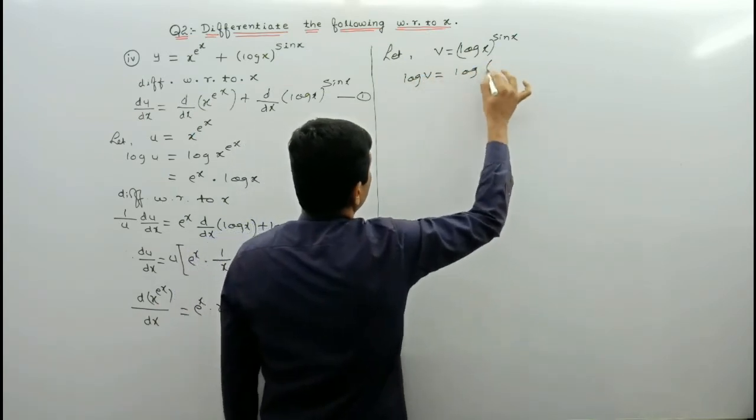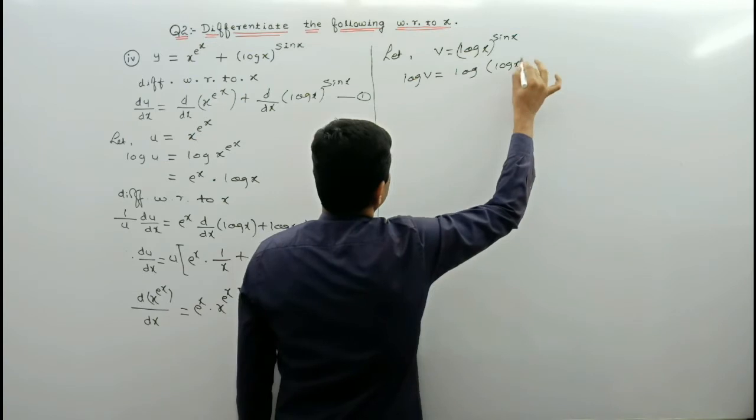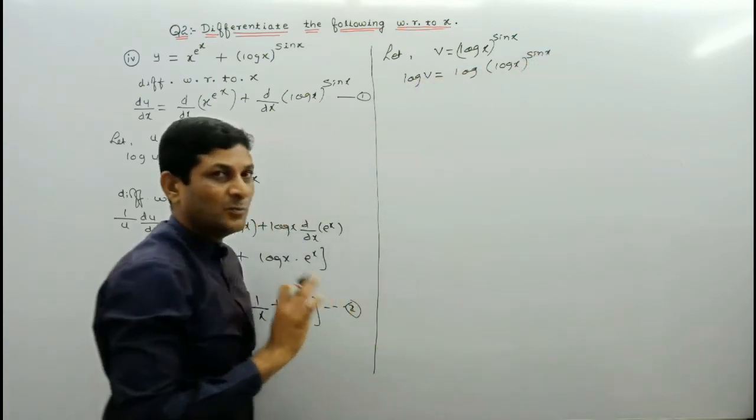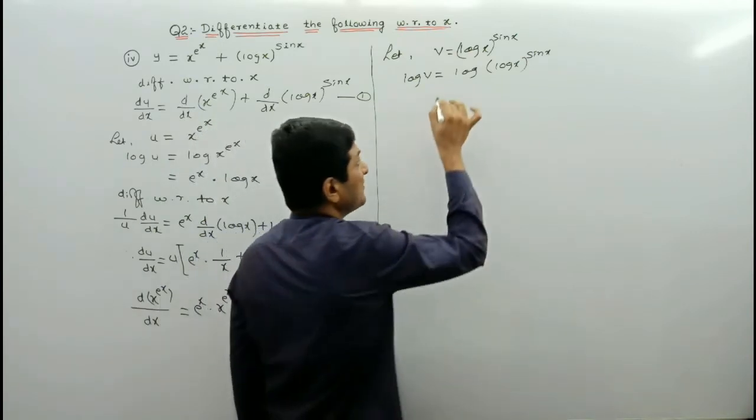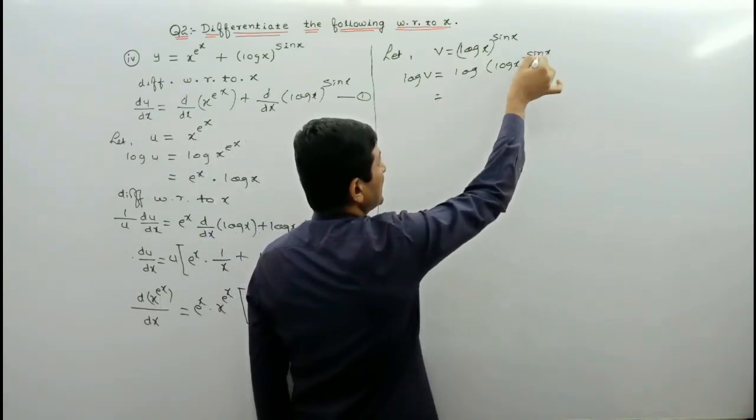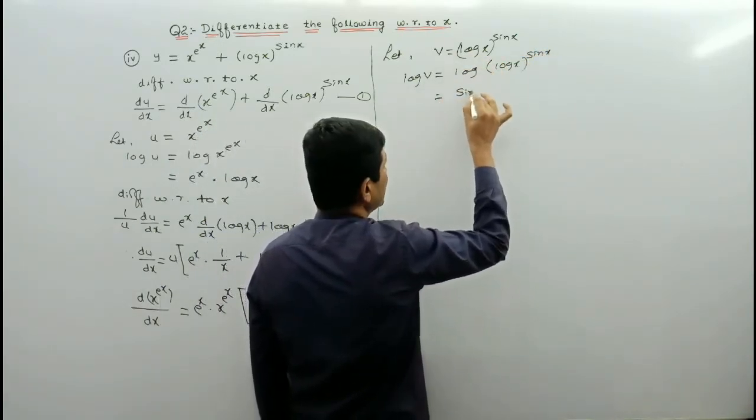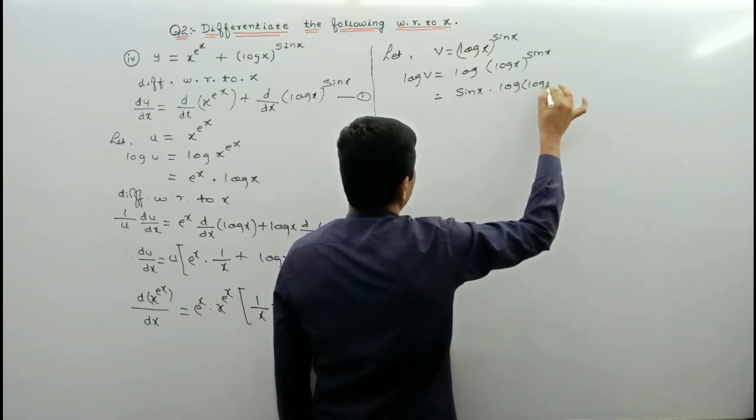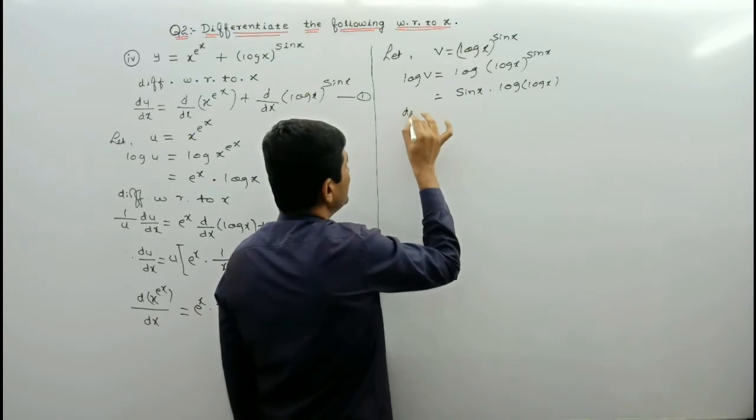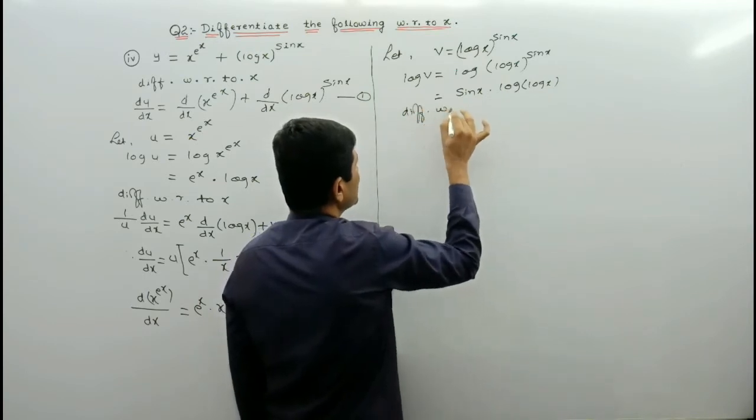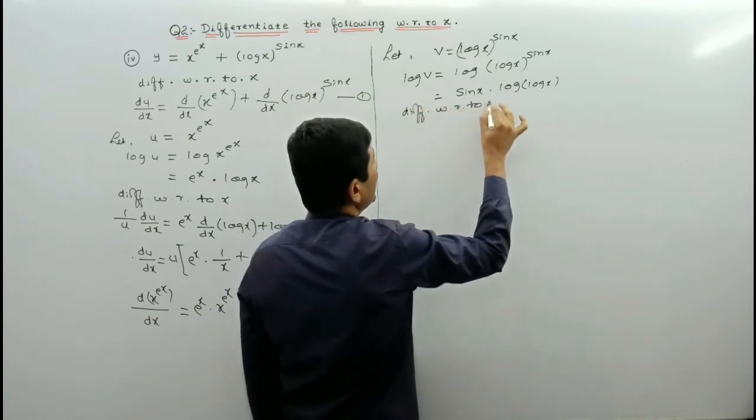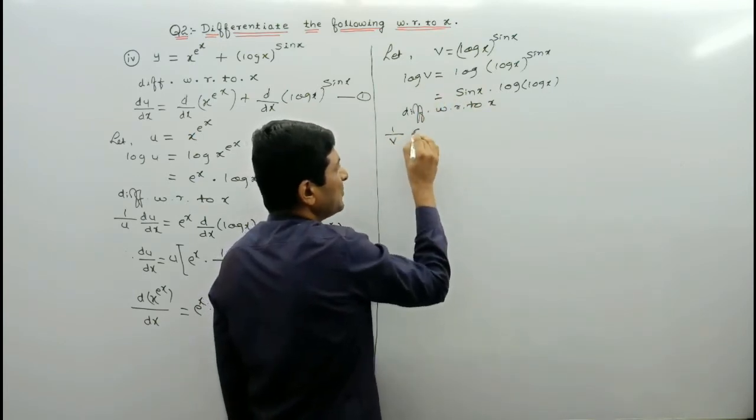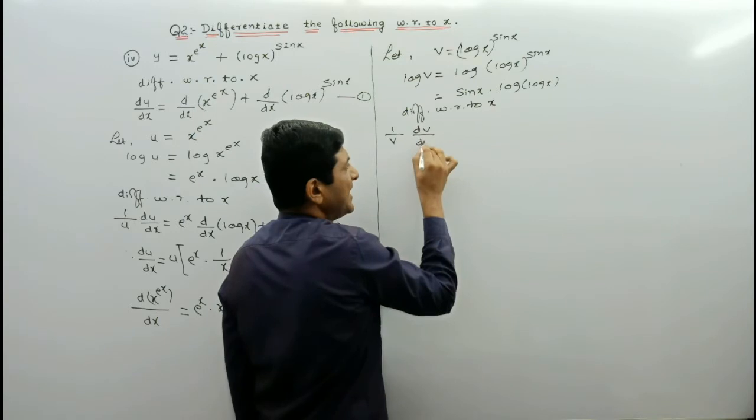So log of log x raised to power sin x, keep it as it is. Just simply we have taken log on both sides. Now according to the laws of logarithm, we take this power as a coefficient. So here we will get sin x into log of log x. So we are differentiating it with respect to x. So the derivative of log v with respect to x is 1 upon v into dv by dx.